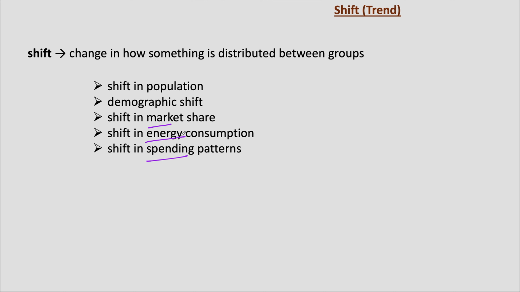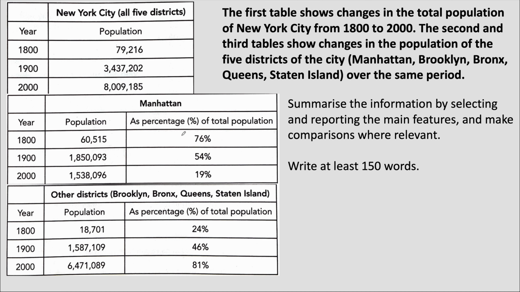So, use shift when one part becomes less important and another part becomes more important. That is, when numbers of one side decrease and the numbers of the other side increase. Another word for shift is change. We see changes in the data in all graph, table, and map questions. And change is also a common word in task 1.